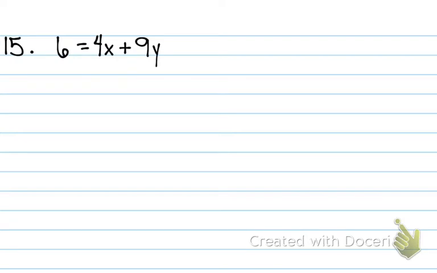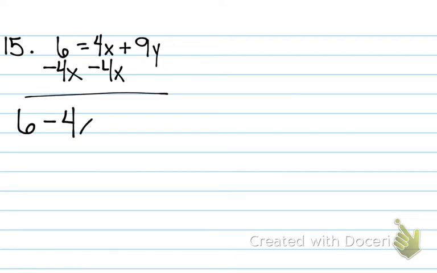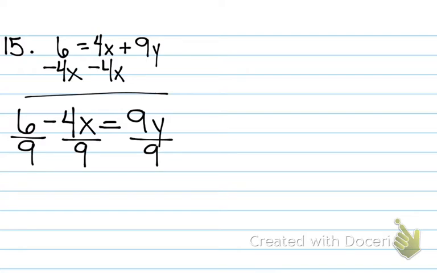Okay, so what do we do first? You guys, for the most part, everybody did this part correct. What do you do first? Subtract 4x. Because we're solving for y, we need to subtract 4x first. Can I do 6 minus 4x? No, so I'm just going to write it out. 6 minus 4x equals 9y. And now how do I solve for y? Divide everything by 9.